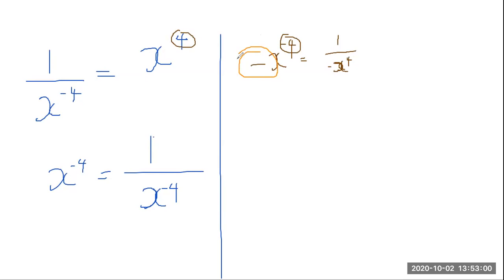Okay? So that's just a couple things that I want us to remember. The first one is when we're multiplying exponents, the base needs to be the same and you add the exponents. When we're dividing, the base needs to be the same, but we subtract the exponents. And then when we're trying to change an exponent to being positive, if it's on top, we bring it to the bottom. If it's at the bottom, we bring it to the top. That's it.